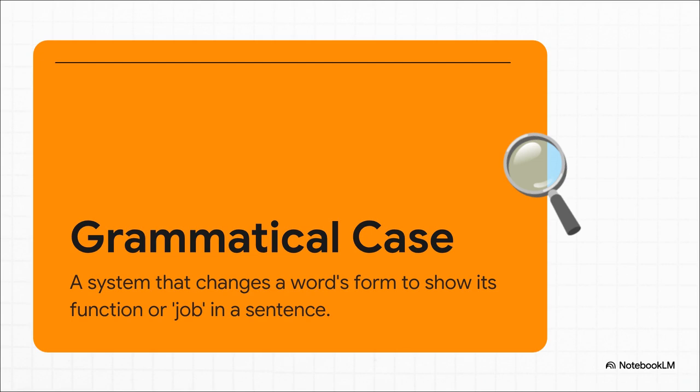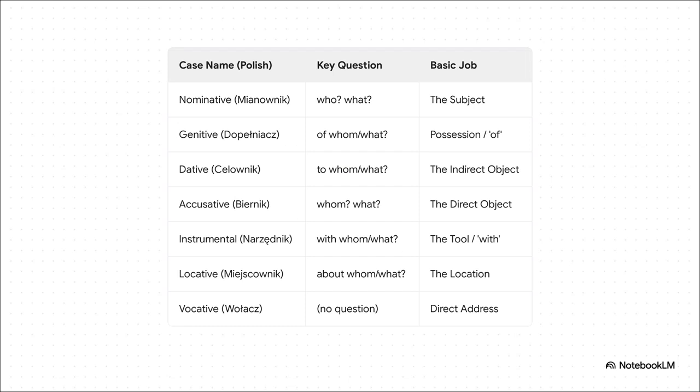That's the big secret. So, while English has these little leftover pieces of the case system in words like he and him, Polish is all in. It uses the system for pretty much every noun. And it doesn't just have a couple of cases, it has 7. That's right, 7 different jobs a noun can have, and each one gets its own special ending. And here they are, all 7 jobs.